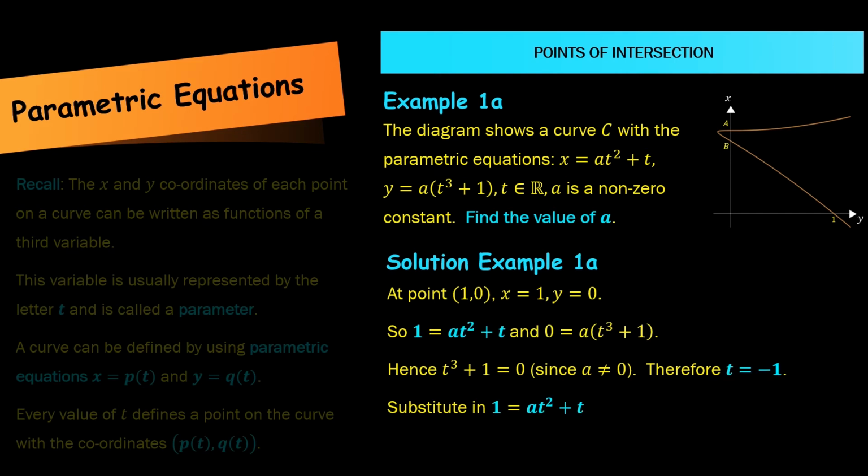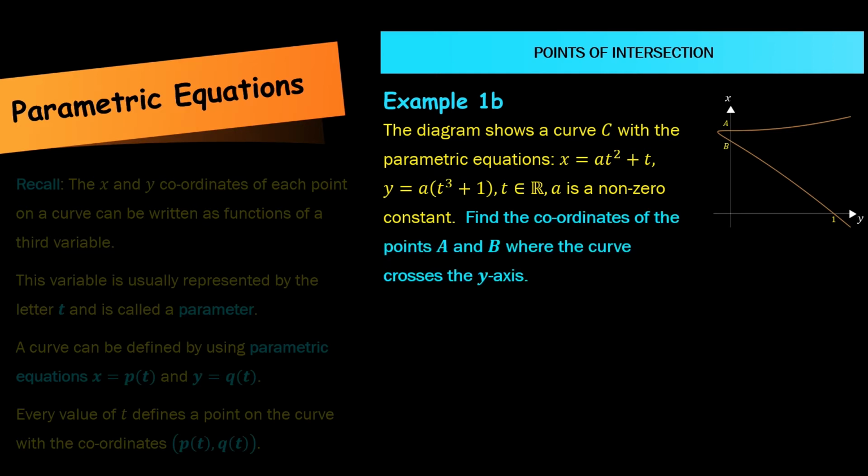We can now substitute this value into the equation 1 equals at squared plus t, to give us 1 equals a times minus 1 squared plus minus 1. And of course, rearranging this gives us that a equals 2. And now for part B.